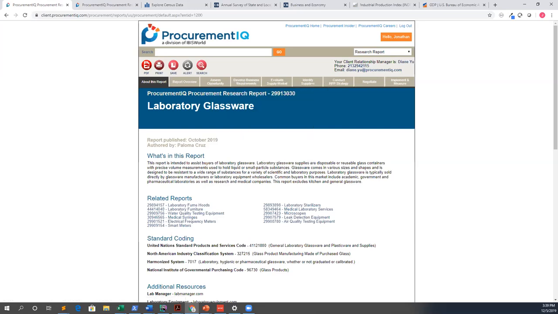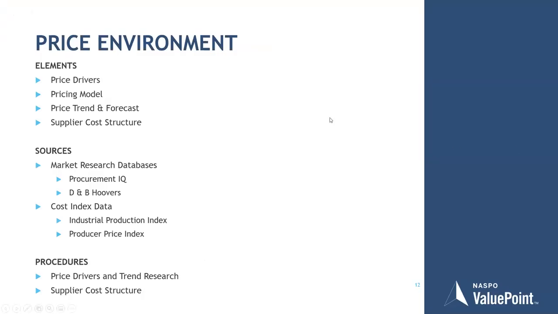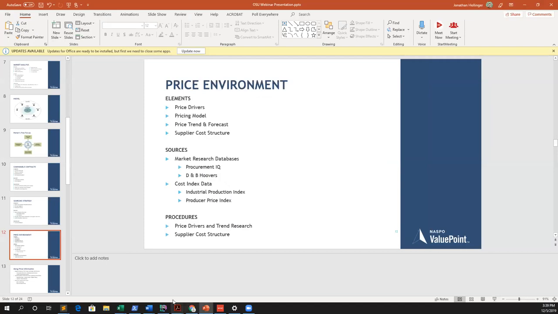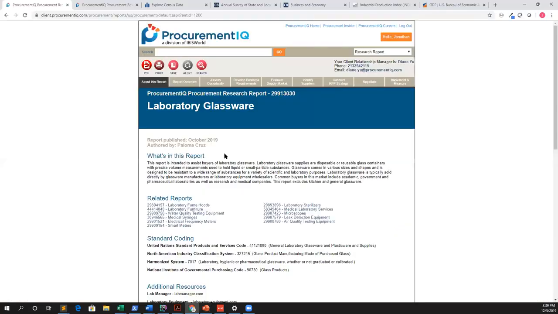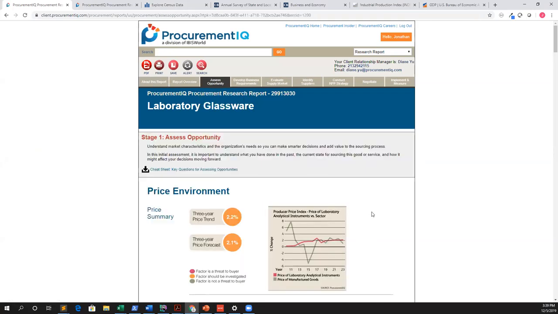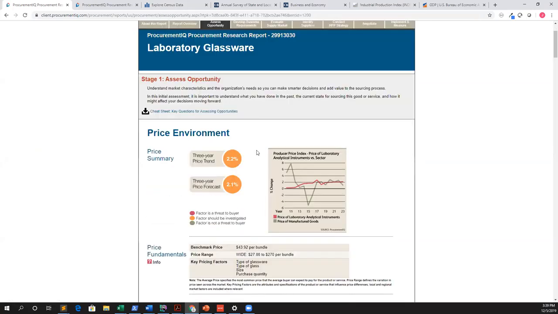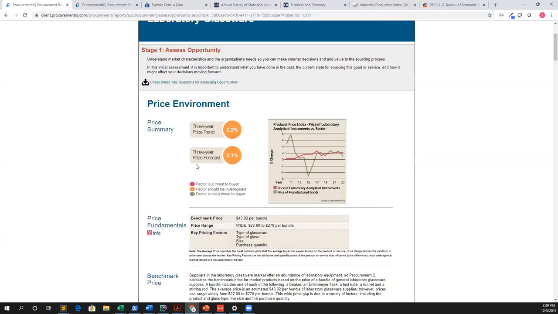But for our purposes, in this section, we're looking at the price environment. And so what we would do is dive into that particular section. As you look here, you can see there's a price environment section that we will drill to, and it will give you lots of information. Right at the top, it's going to give you some summary information about what that trend looks like over time in the preceding 3 years, but then also what your forecast looks like.